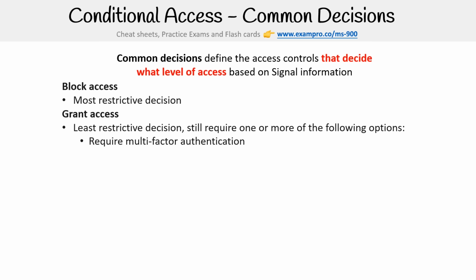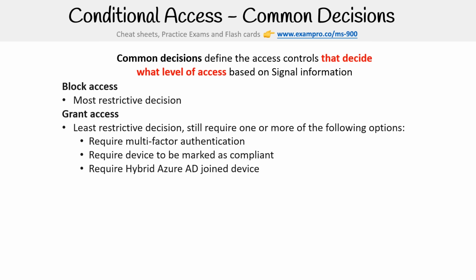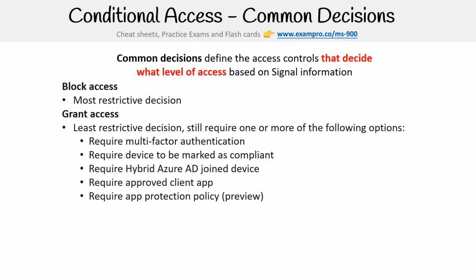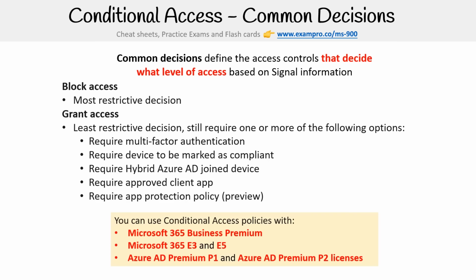So there's require MFA, require device to be marked as compliant, require hybrid Azure AD joined device, require approved client app, and require app protection policy. Another important thing to know is that you can use conditional access policies with Microsoft 365 Business Premium, Microsoft 365 E3 and E5, and Azure AD Premium P1 and Azure AD Premium P2 licenses. So that's the value of conditional access and how you can use conditional access policies to increase your level of security.